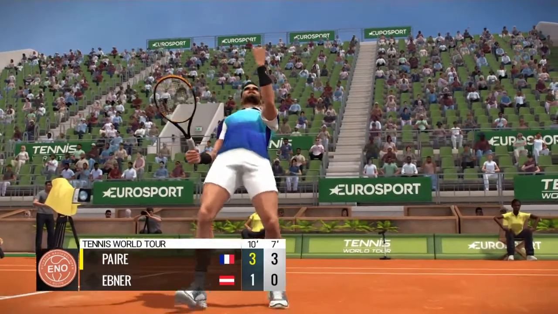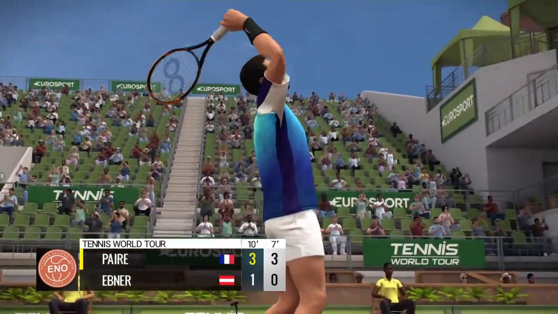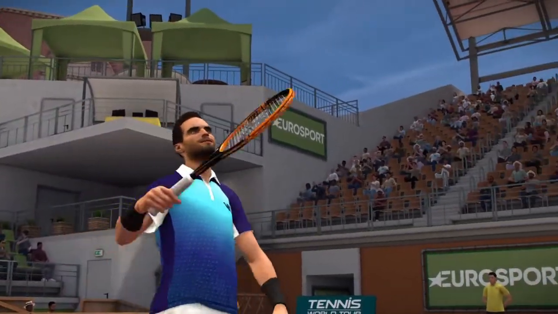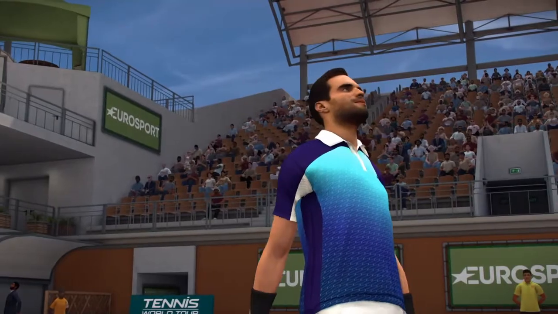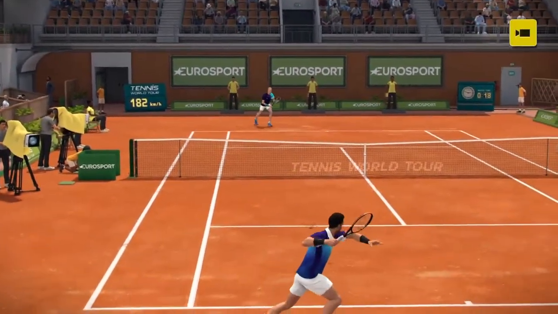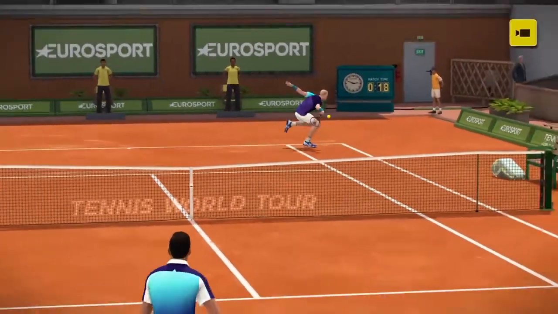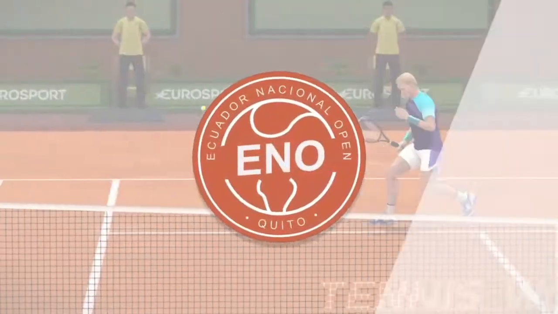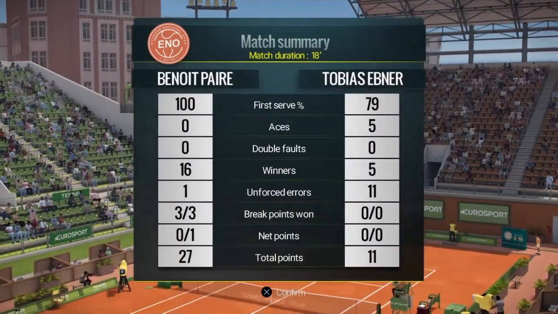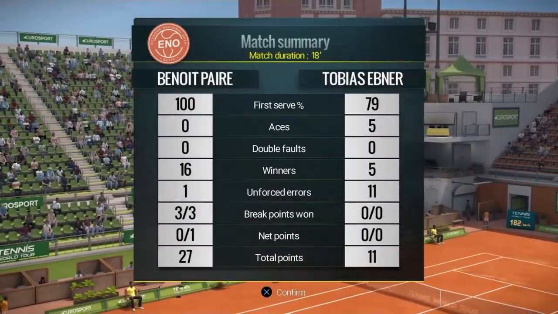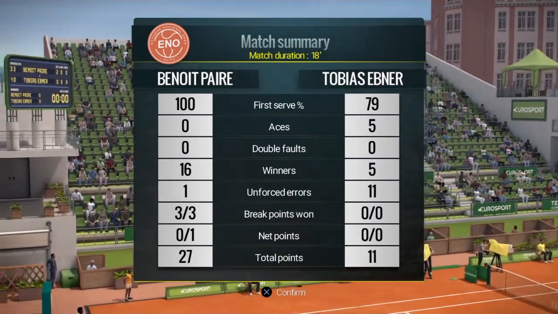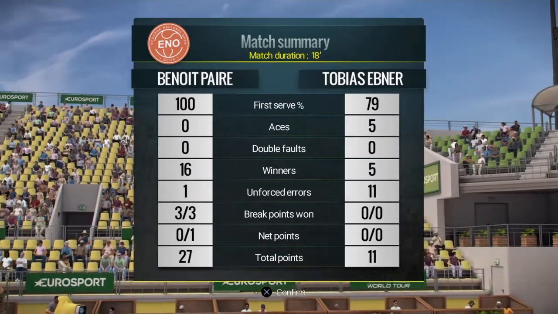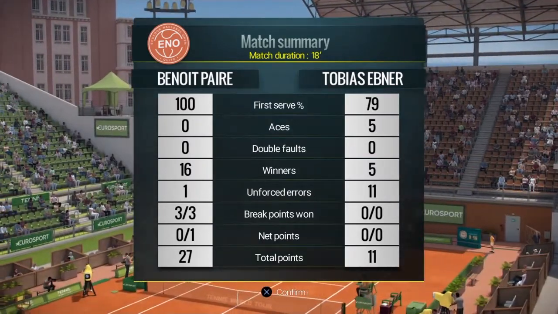Thank you very much. 3-1 and 3-0. Paire wins the match in a round of 16. No big problem for him in this match. 16 winners for Benoit Paire and just one unforced error. He played very good.